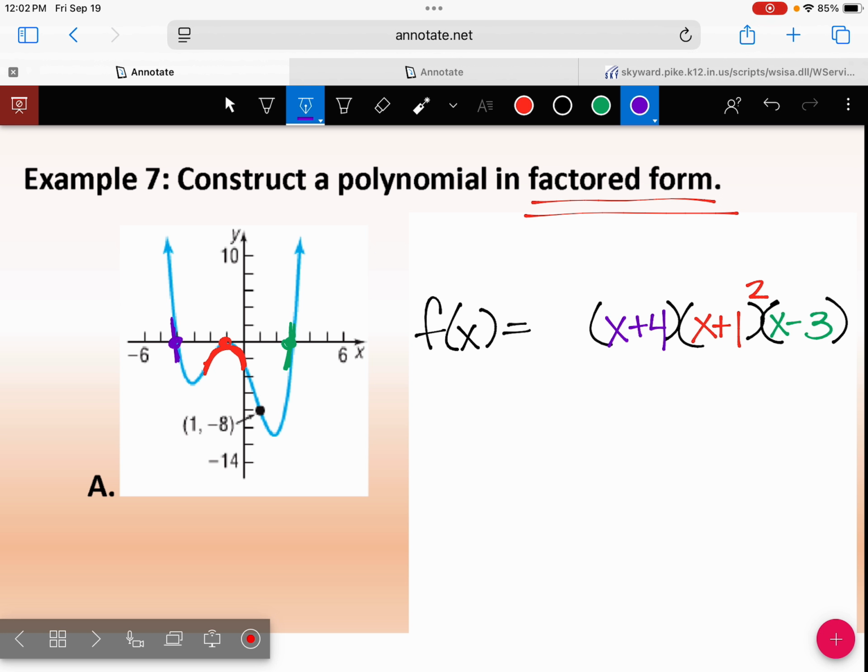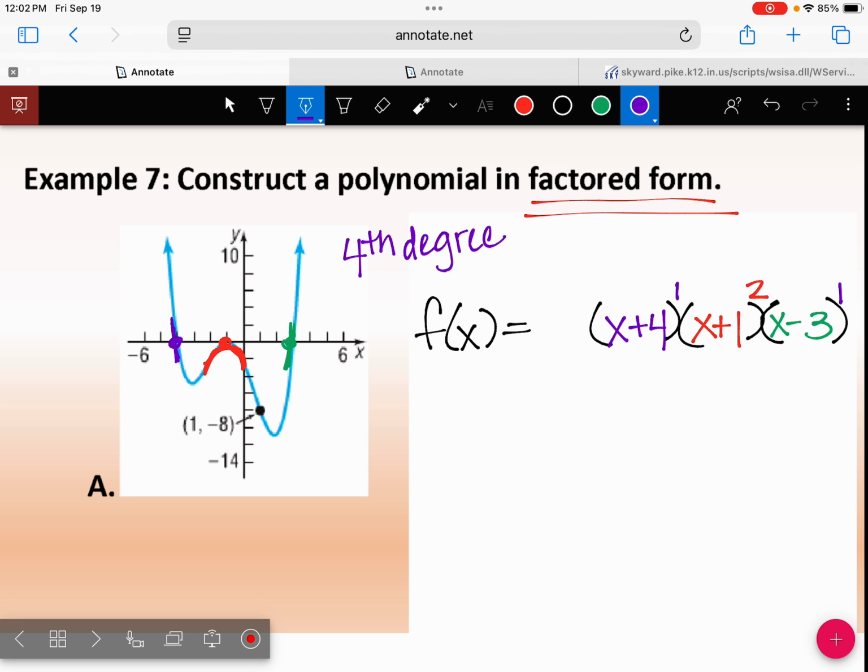Now, if I were to add it, what do you think my degree would be? Show me with your fingers. What's the degree? It's 4. Because both of these have an invisible 1, right? And 1 plus 2 plus 1 is 4. So this is a 4th degree, which is even, and that matches our graph. Now, we should know it's not a 3rd degree because the arrows are the same. So it has to be even. It has to be a 2, a 4, a 6, a 8.